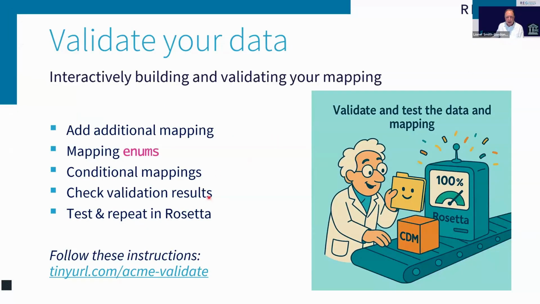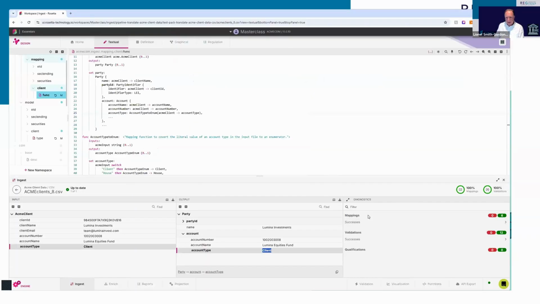So we've been through now some additional mapping steps. We've been through showing you how you can map enums, use conditional mapping, and I've shown you a number of iterations where we are checking the results and then rerunning that multiple times in Rosetta. And there was a question earlier, I'm not sure what might have been asked, but we haven't looked much at the diagnostics on the right here. But this is now showing that we've got 100% of our input file is mapped.